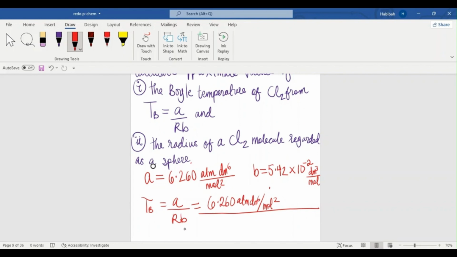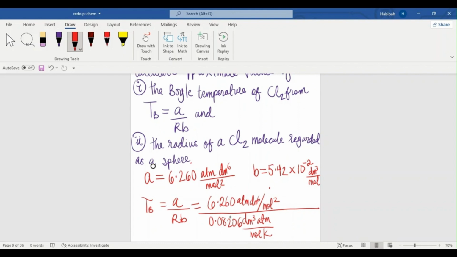RB. R, we know to be the gas constant. In this question, looking at the units, the gas constant that we're supposed to use is 0.08206 dm cubed atmosphere divided by mole Kelvin, because the unit for the parameters we're dealing with is in atmosphere and dm6. If it's a question where we have a different unit, maybe joules or pascal, kilopascal, meter cube, then we're going to be using the other gas constant 8.3145.